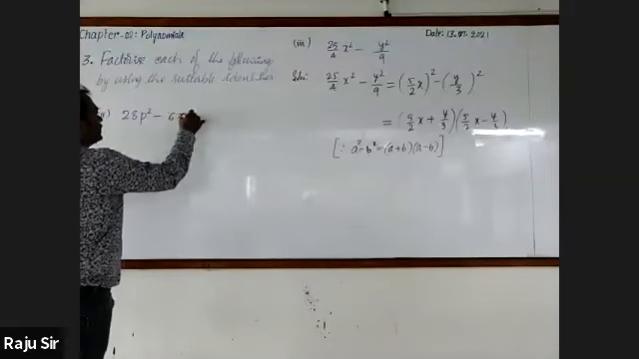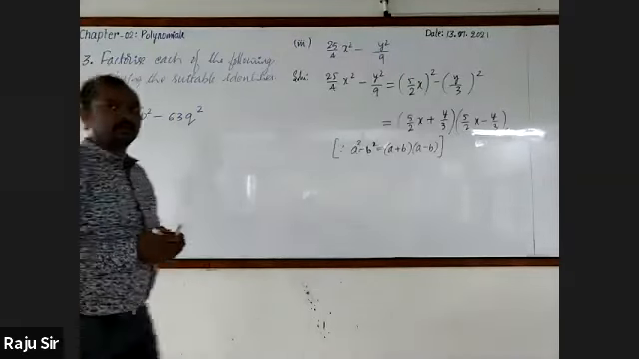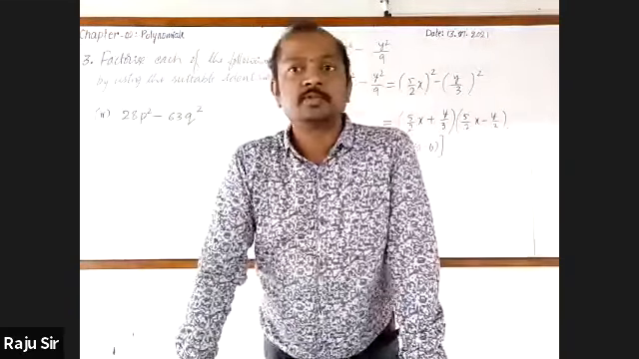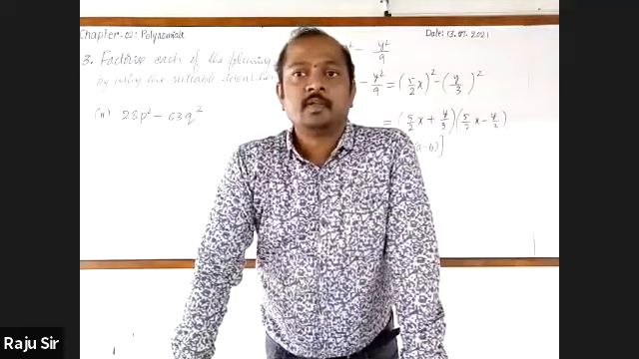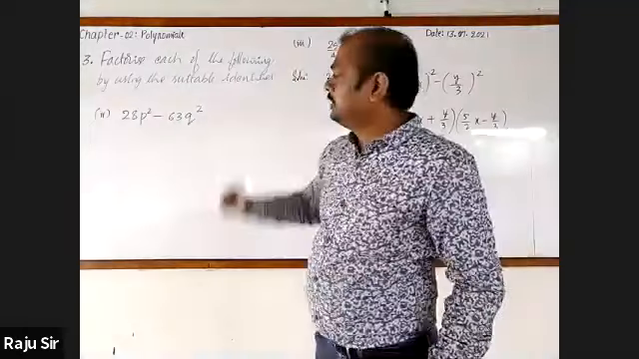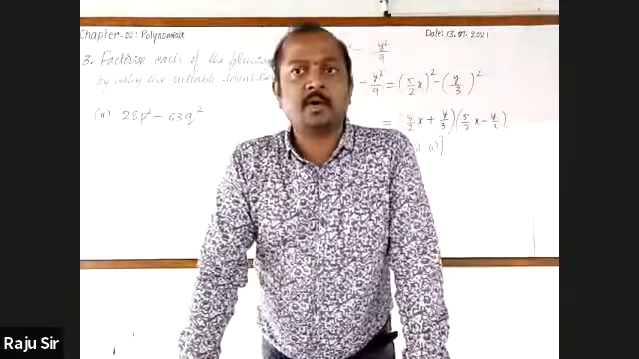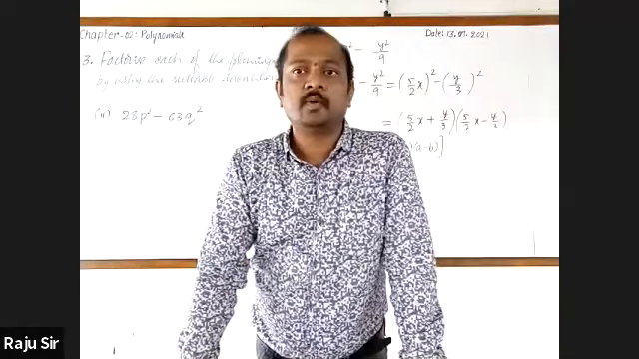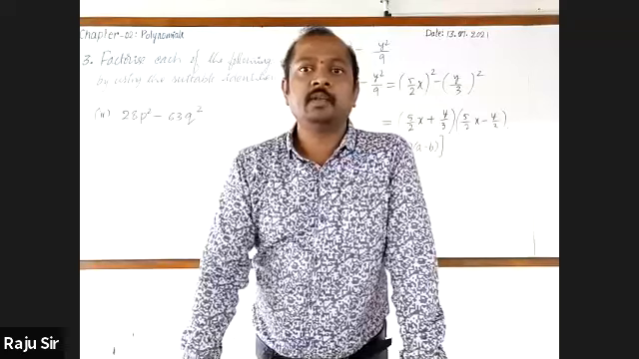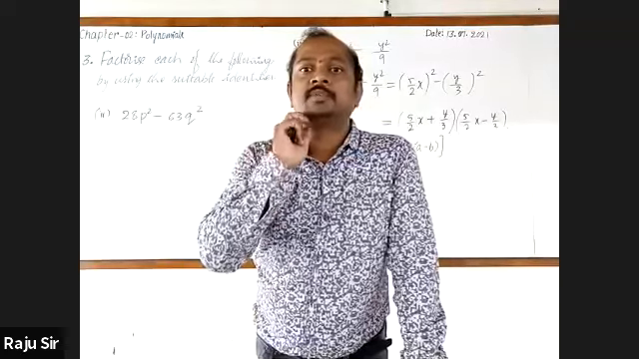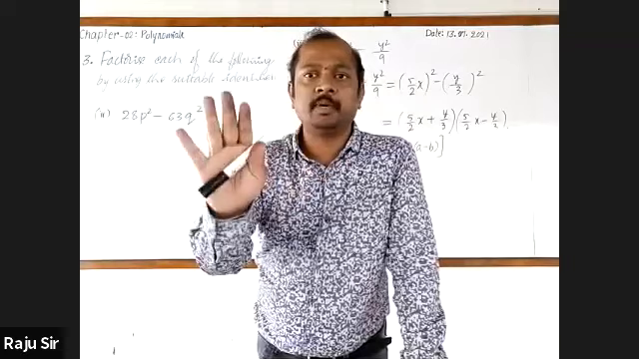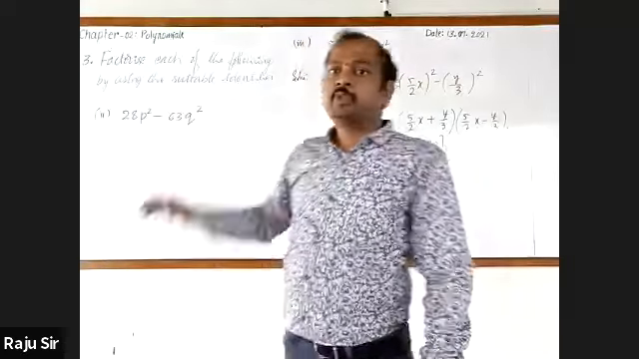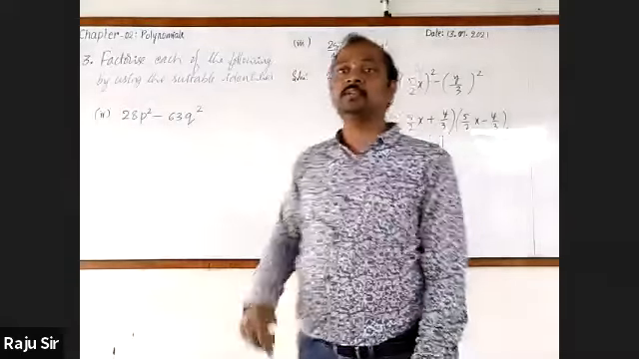Minus 63q square. Dear students, is the given statement exactly in the form a square minus b square? No, sir. Okay, I'm just asking one question to everybody. Who knows, you can go for tally. Then how do you go for factorizing this?